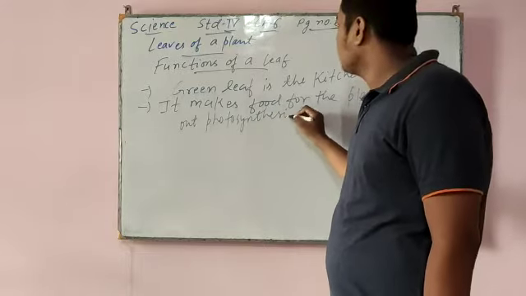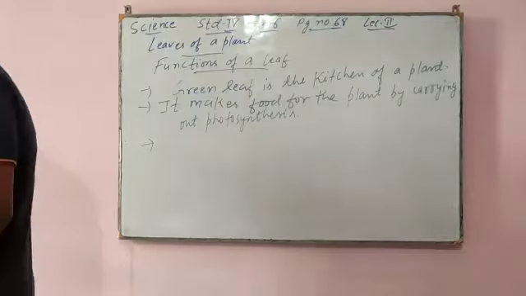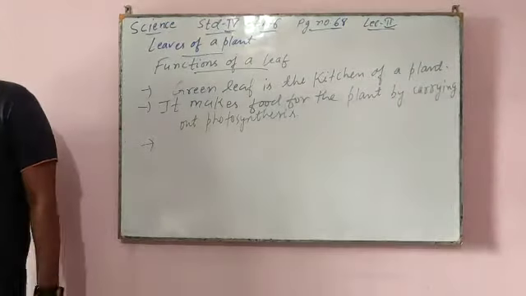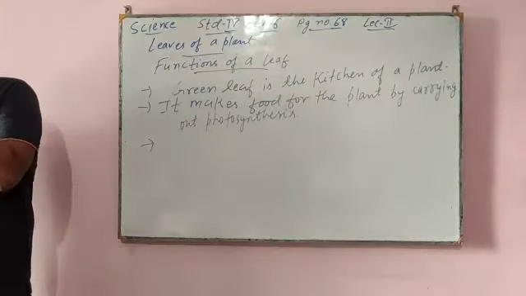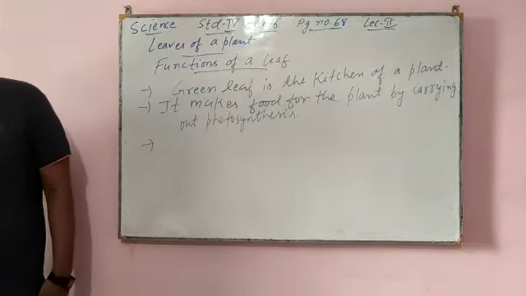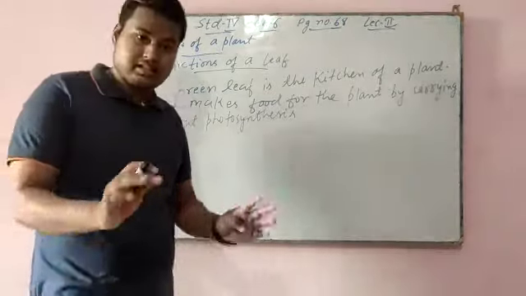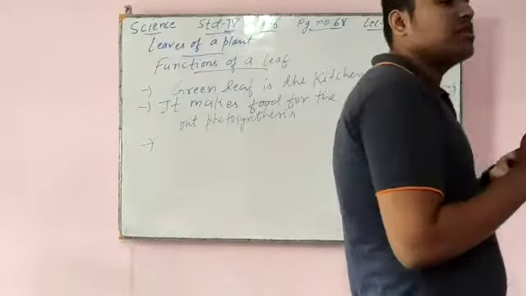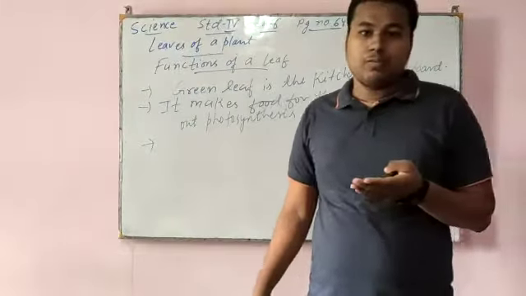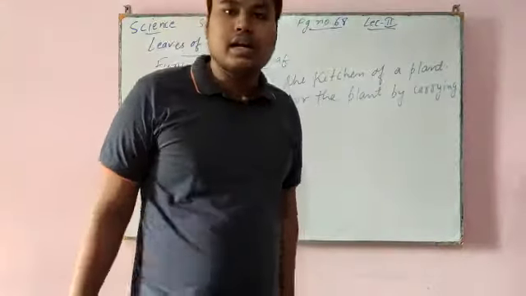Next is, the plant carries out the exchange of gases with air through stomata that are present on the underside of the leaves. Stomata means tiny holes or tiny pores through which plants exchange gases.